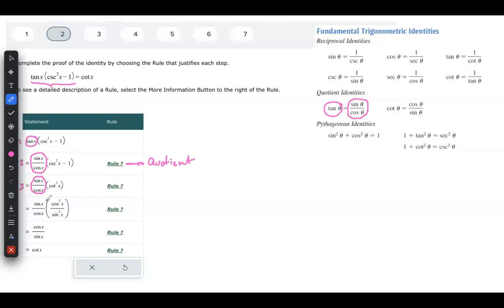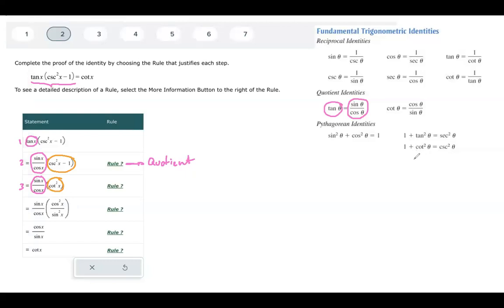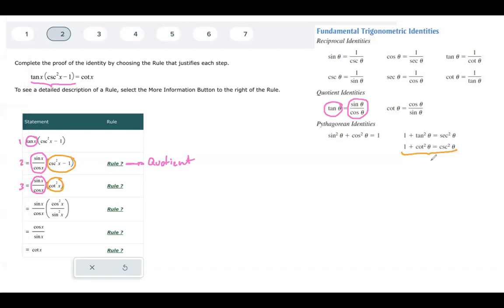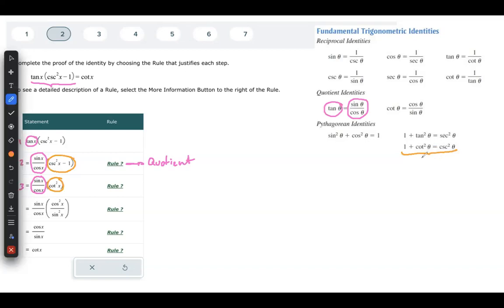On our third step, we did not alter that sine over cosine, but it looks like something happened to this cosecant squared minus 1. Somehow it became cotangent squared of x. So let's try to focus on one identity that involves cosecant squared and cotangent squared. Looks like they use a Pythagorean identity, but not as it is right now on the screen. Looks like someone did some rearranging on that identity, making it cotangent squared.